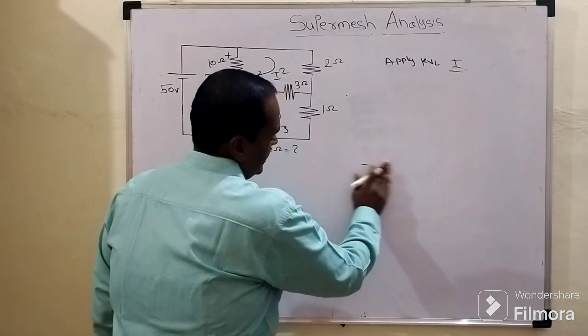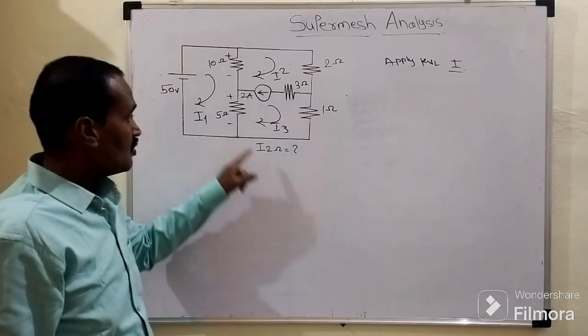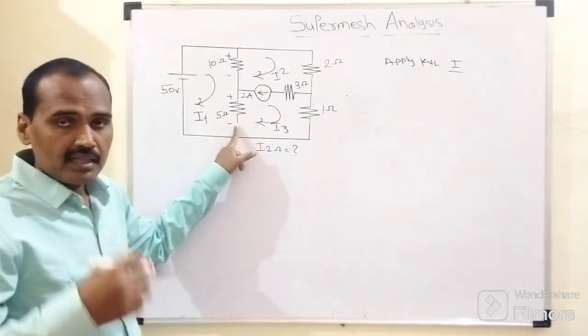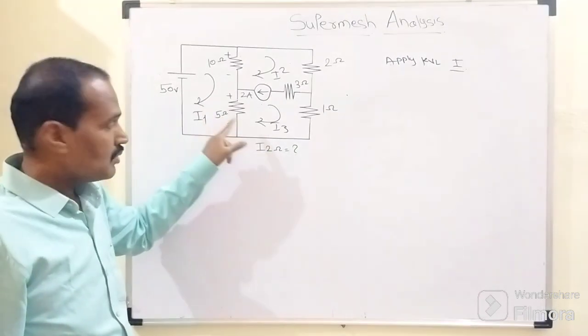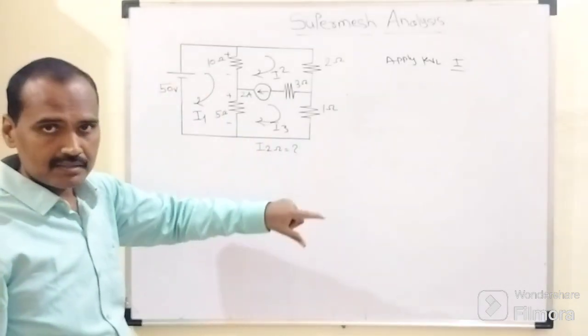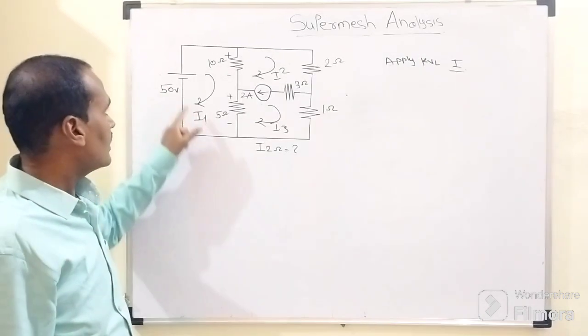Now the same thing happens in the case of this lower resistor, which is of 5 ohm. Through this 5 ohm resistor, I1 flows from top to bottom, and this I3 flows from bottom to top. Again, their directions are opposite to each other, right?